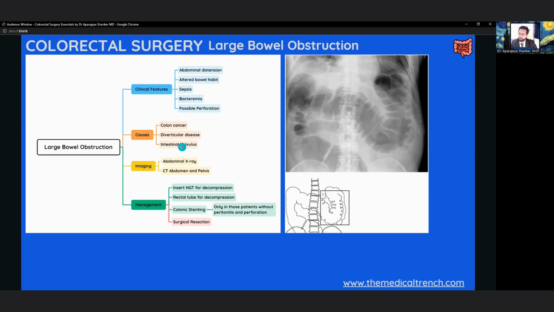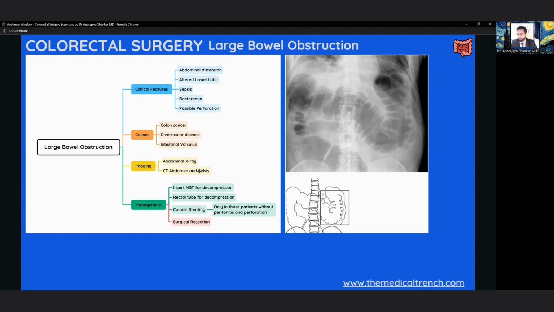But one of the most common causes of intestinal volvulus is a tumor that can cause it to twist on itself. It can be a bowel injury, a prior surgery, or maybe one of the adhesions from a previous surgery has lifted and broken, and then that can cause the bowel to twist on itself. Now, you have two options for imaging. You can do an abdominal X-ray or a CT abdomen and pelvis.